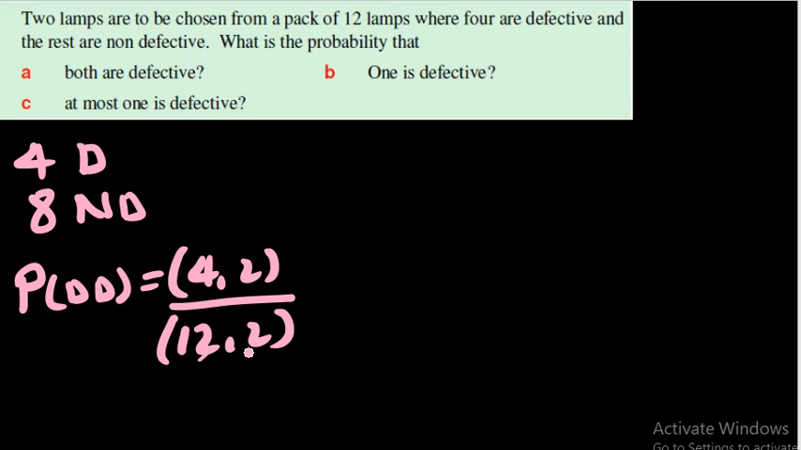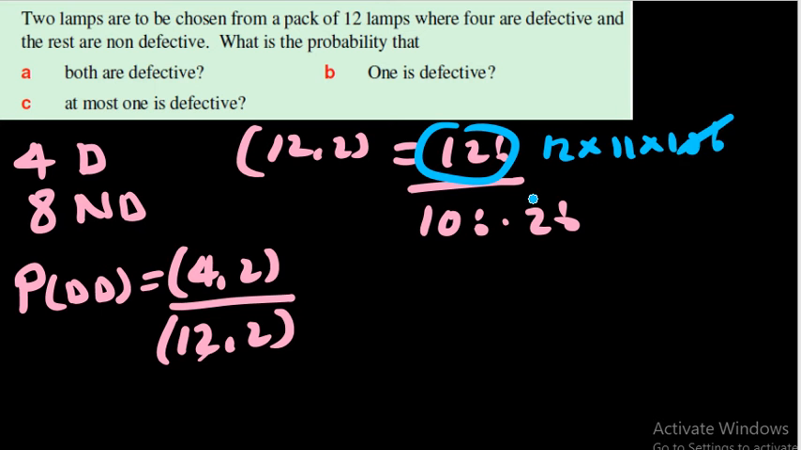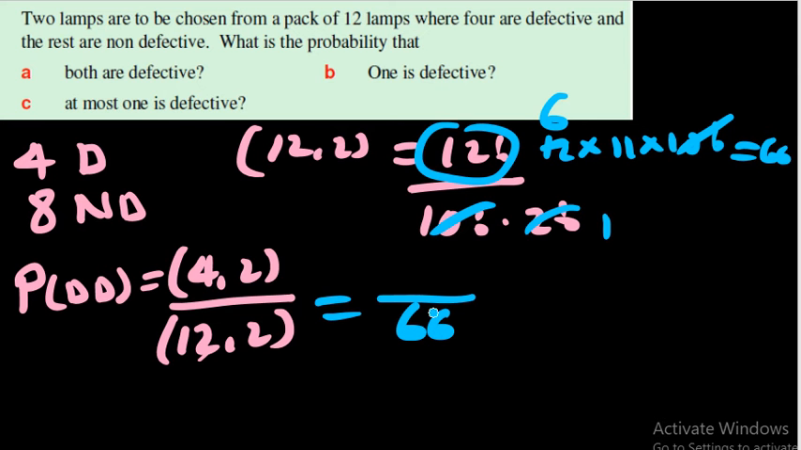That is a combination, because this is selection or choosing. Therefore 12 combination 2, let's do it. It is 12 factorial over 10 factorial times 2 factorial. 12 factorial is 12 times 11 times 10 factorial, so you can cancel 10 factorial with the bottom, and 2 factorial is just 2, so 12 by 2 is 6, and 6 times 11 will be 66. So the denominator is 66.